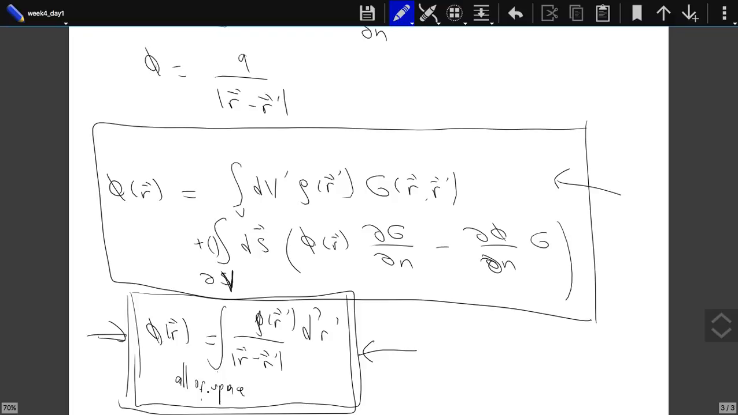Volume integral, they are different. You want to talk about these two volume integrals? Yeah. You said different. They are the same actually. Understand? In general, they are not equal.